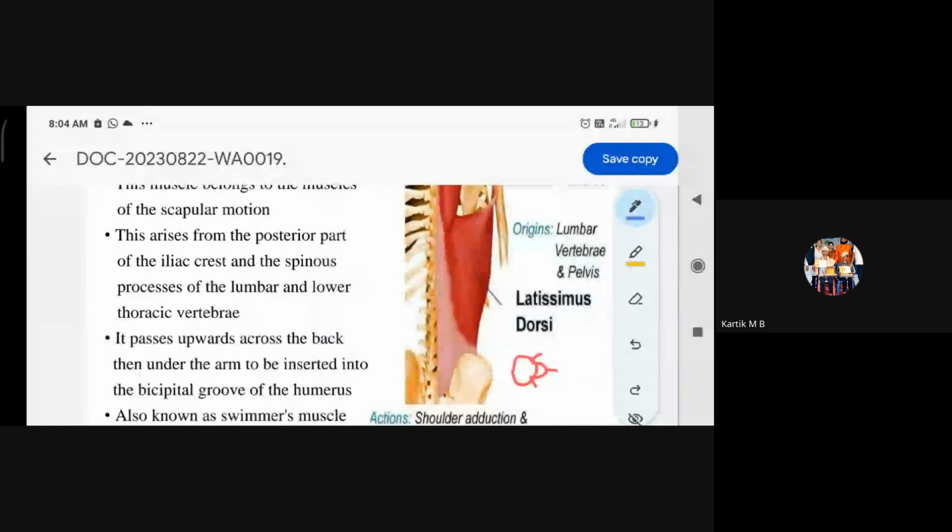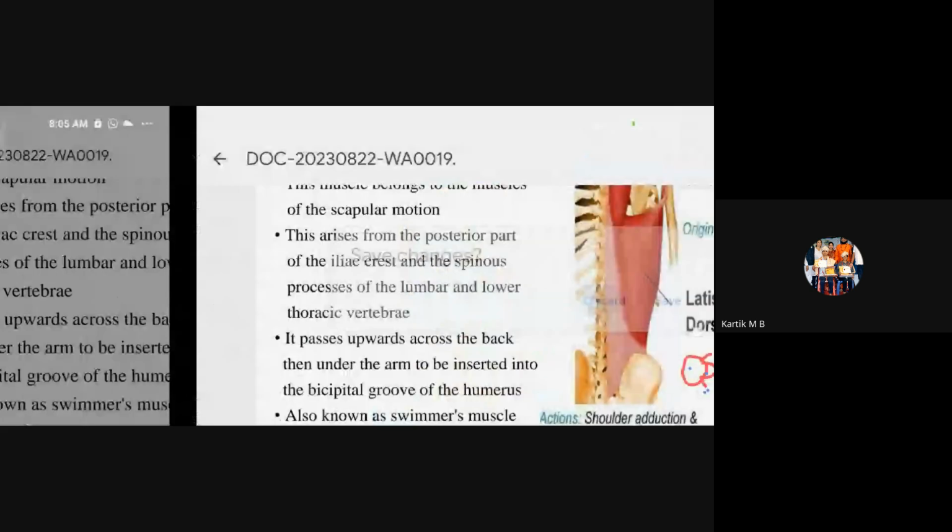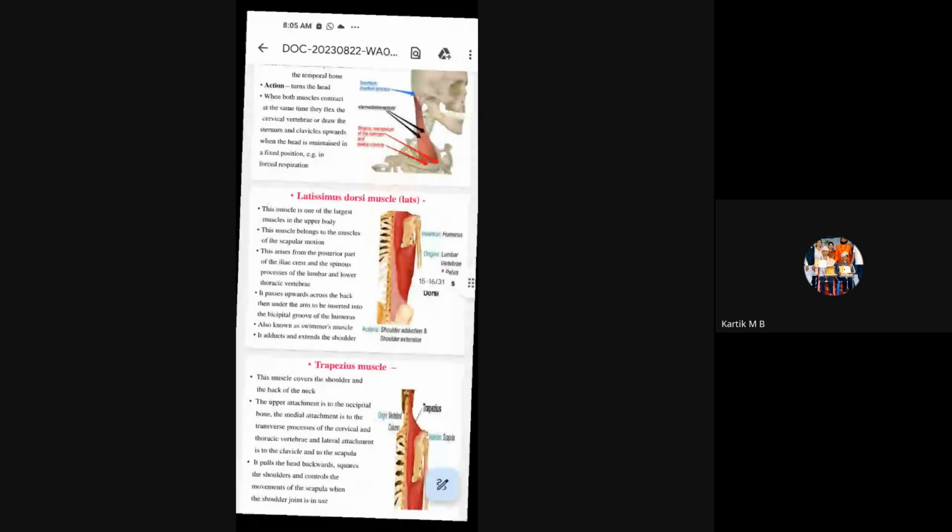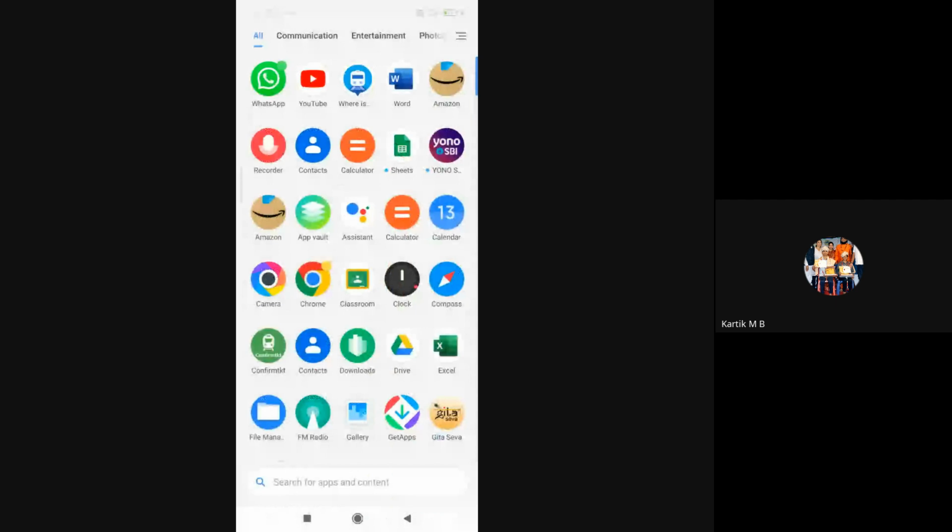So here, this one is the vertebral body, and this one is the foramen. This one is the spinous process, and these two are the transverse processes. Okay. Let me go once again to the skeletal system.